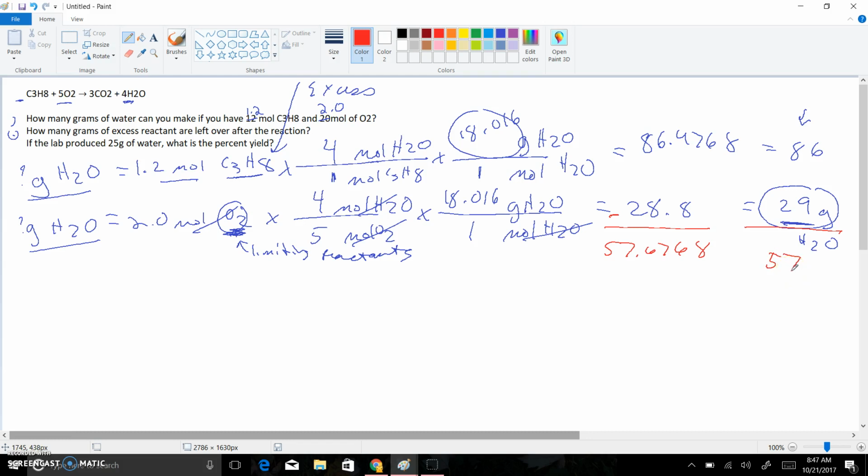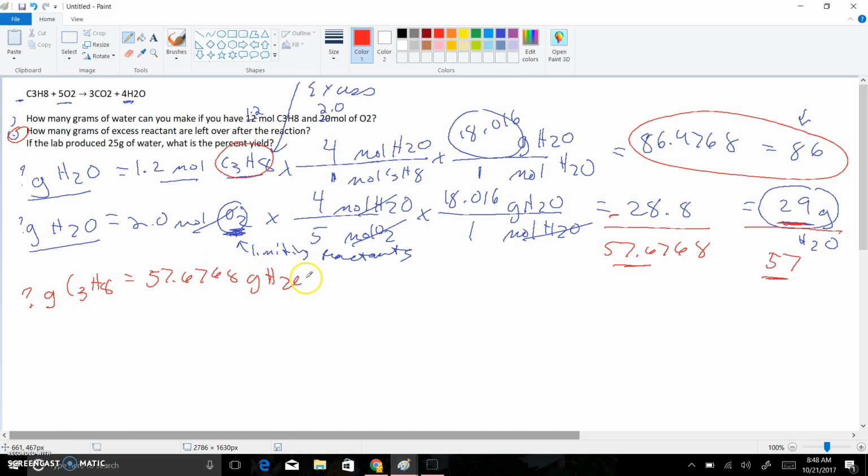So what we're doing now is seeing, if I make 29 grams of water, how much more water could I have made with my excess reactant? So I'm going to subtract the 2 numbers. With C3H8, I could have made 57 more grams of water, or 57.6768 more grams of water. So now I can ask myself, how many grams of C3H8, my excess reactant for number 2 here, could I have made from those 57.6768 grams of water that I could have made had I had enough oxygen?